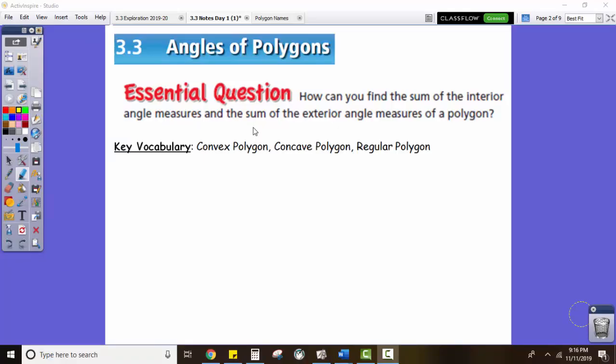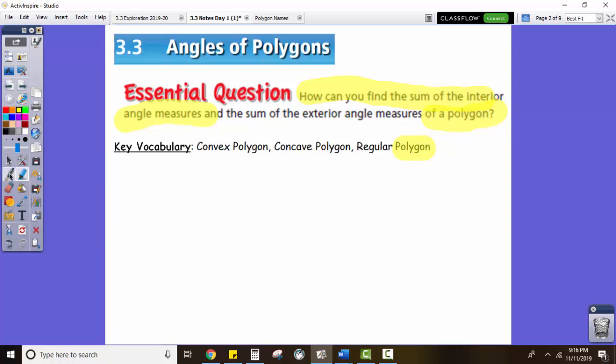Okay, so now we're going to begin our lesson today on angles of polygons. So our essential question is, how can you find the sum of the interior angle measures of a polygon? We're actually going to skip this part about the exterior angle measures, and we'll cover that on a separate day. So some key vocabulary: convex polygon, concave polygon, and regular polygon. The biggest thing you need to know is polygon.